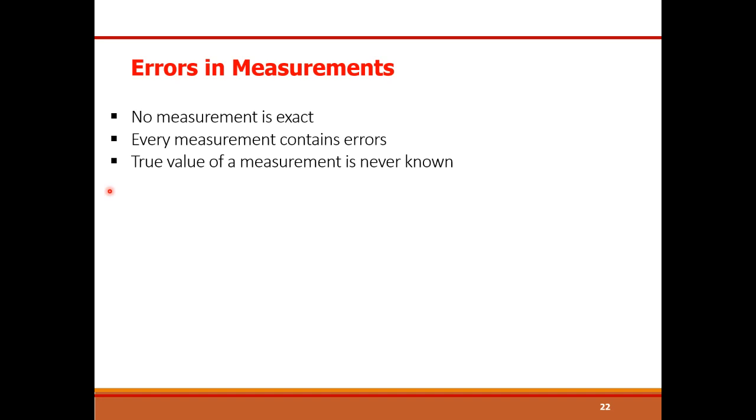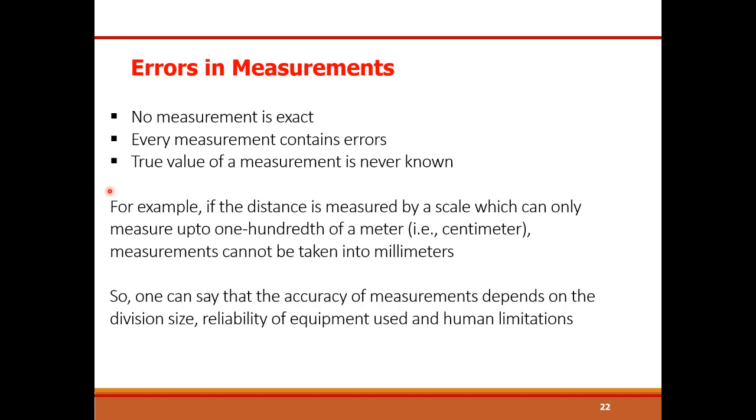No measurement is exact. Every measurement contains some error. The true value of a measurement is never known. For example, if the distance is measured by a scale which can only measure up to 1/100th of a meter, measurements cannot be taken in millimeters. So one can say that the accuracy of measurement depends on the deviation size, reliability of the equipment, or you can say least count, and human limitations.